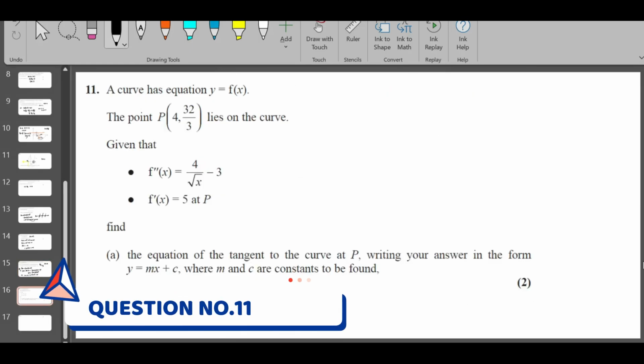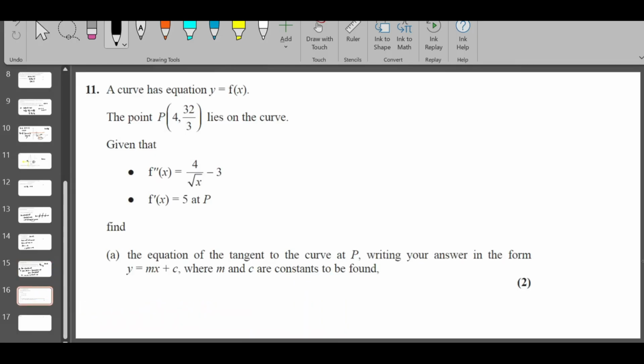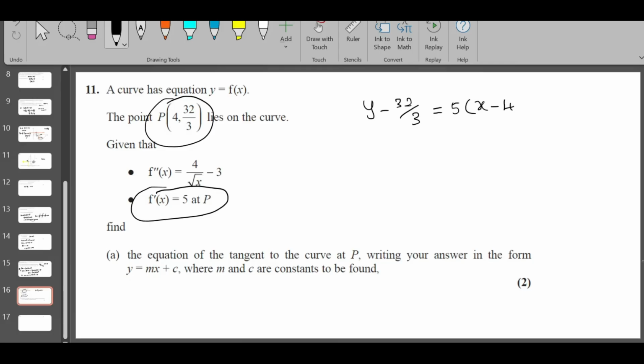Question 11. Find the equation of the tangent. Okay, we have the slope at P already, and the point P. So we can straight away write y minus y1 is equal to slope times x minus x1. They want the answer in this format: y is equal to mx plus c.